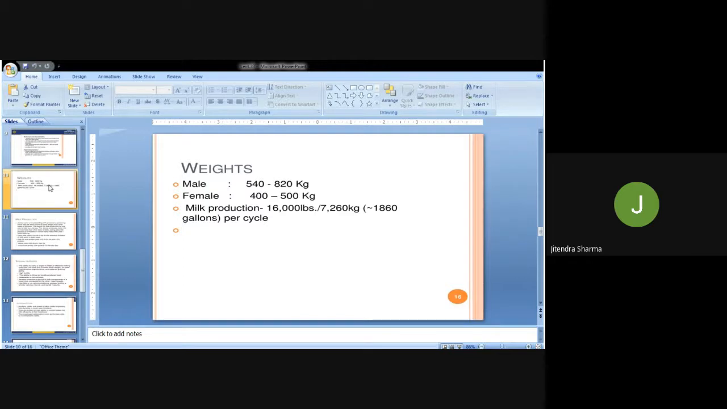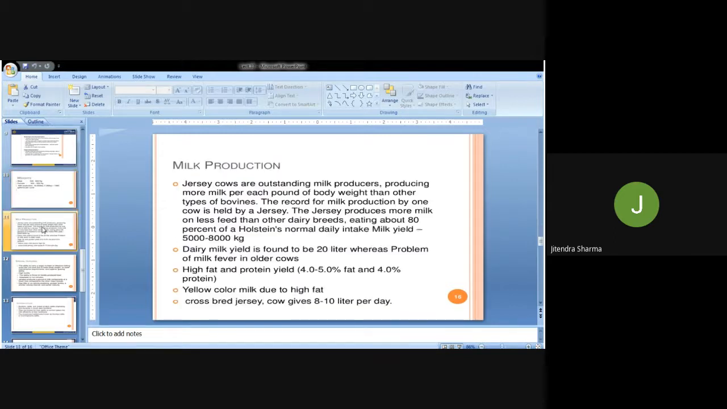The weight of male is 540 to 820 kg, female 400 to 500 kg, milk production 7,260 kg per cycle. So we can see that as compared to the breeds in our country, they are producing more than 3 to 4 times more milk.